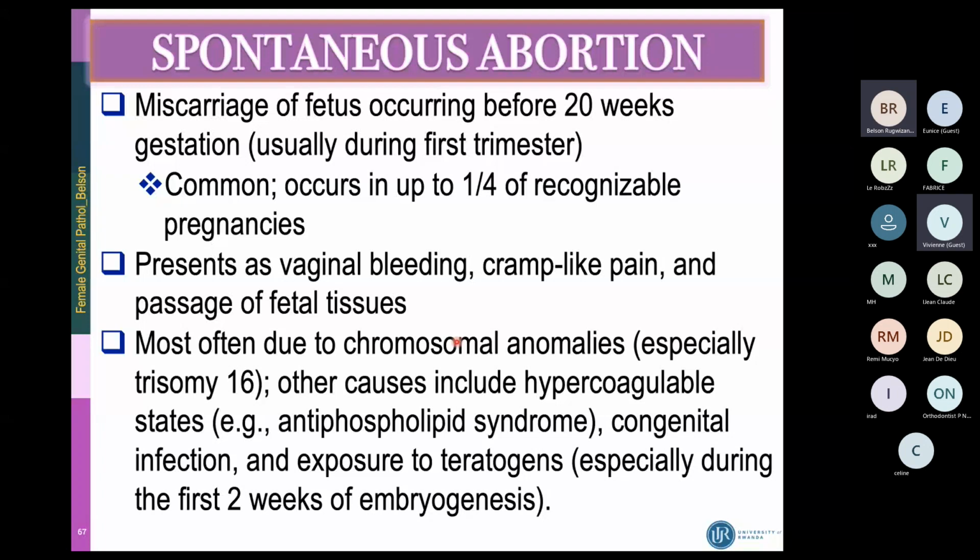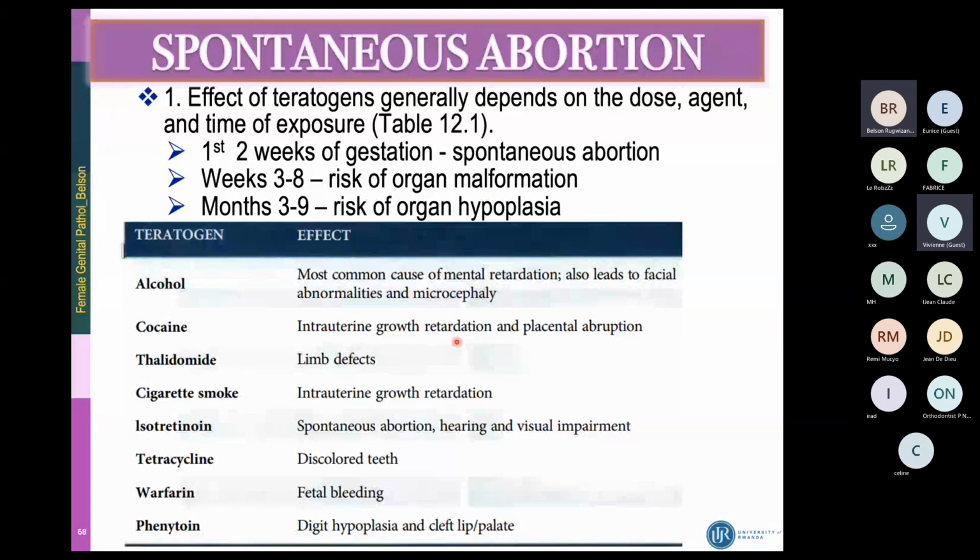So the effects of teratogens generally depend on the dose, agent, and the time of exposure. Teratogens and carcinogens are different things. Teratogens are things that cause malformation, whereas carcinogens cause cancers. Teratogens taken in the first trimester, the first 3 months of pregnancy, cause very severe malformations.